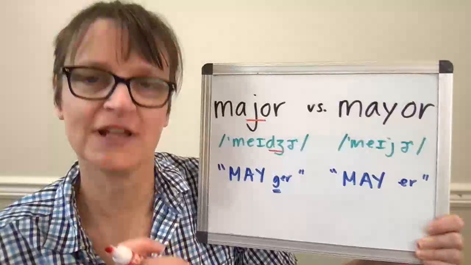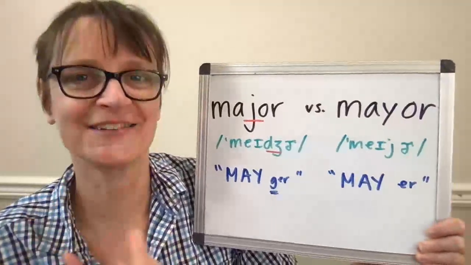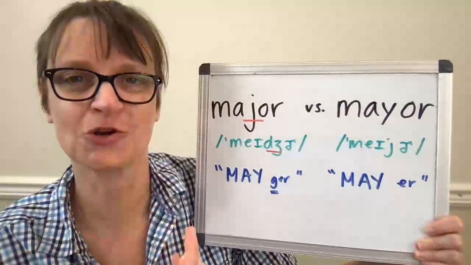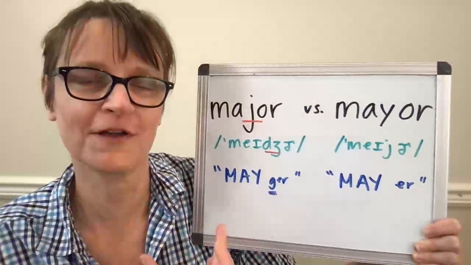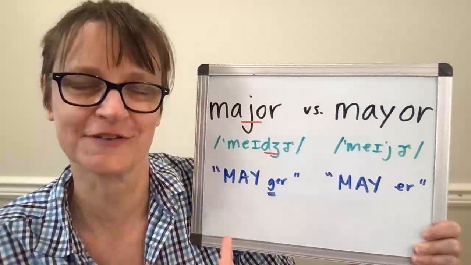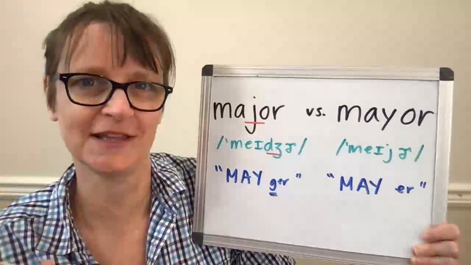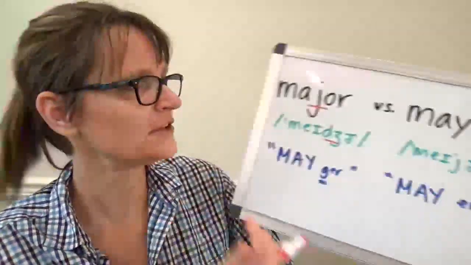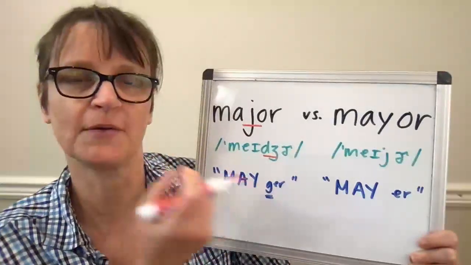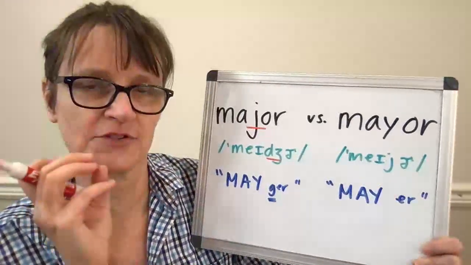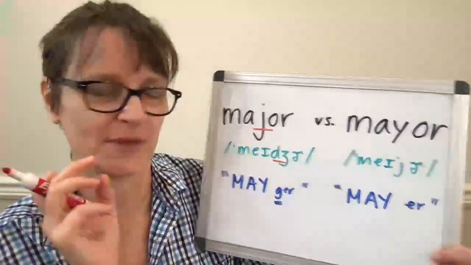If you find that challenging, you can check out my videos for the sound J, and also my Sounds of English course on speechmodification.com is going to walk you through all of the consonant sounds and vowel sounds of English, as well as how they're spelled, so you can look at the difference between a letter and a sound. So in this case, when I'm saying major, I want to make sure I have that air stopping and pushing out in the J sound in the middle.